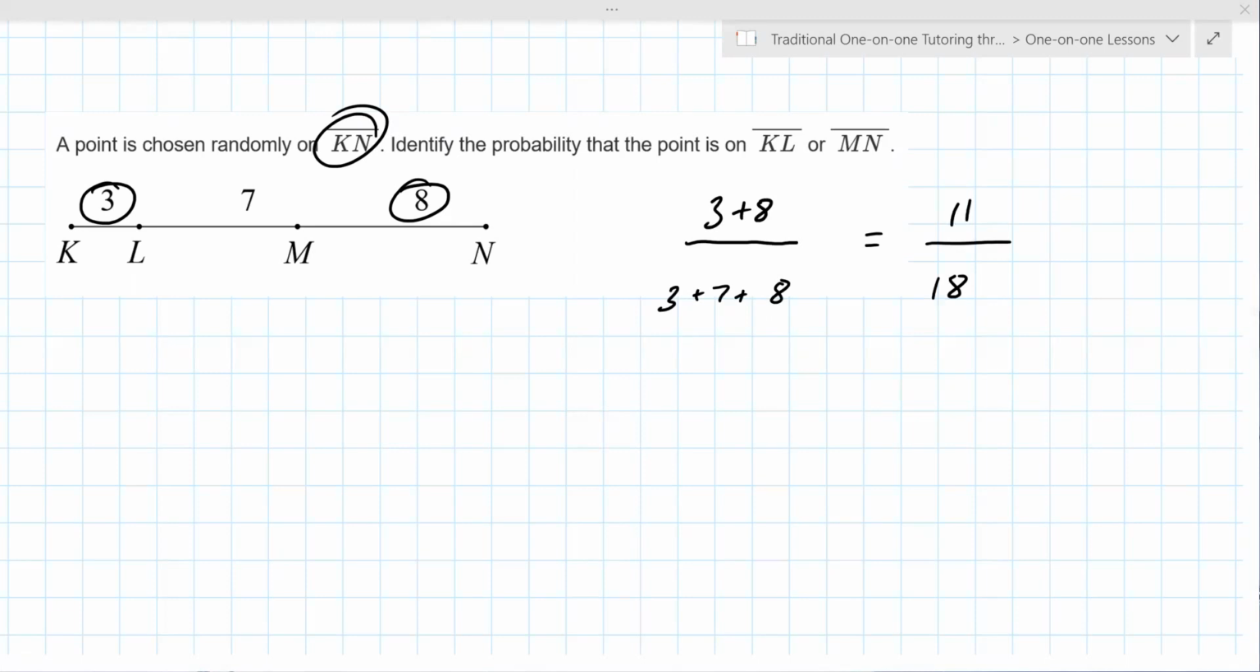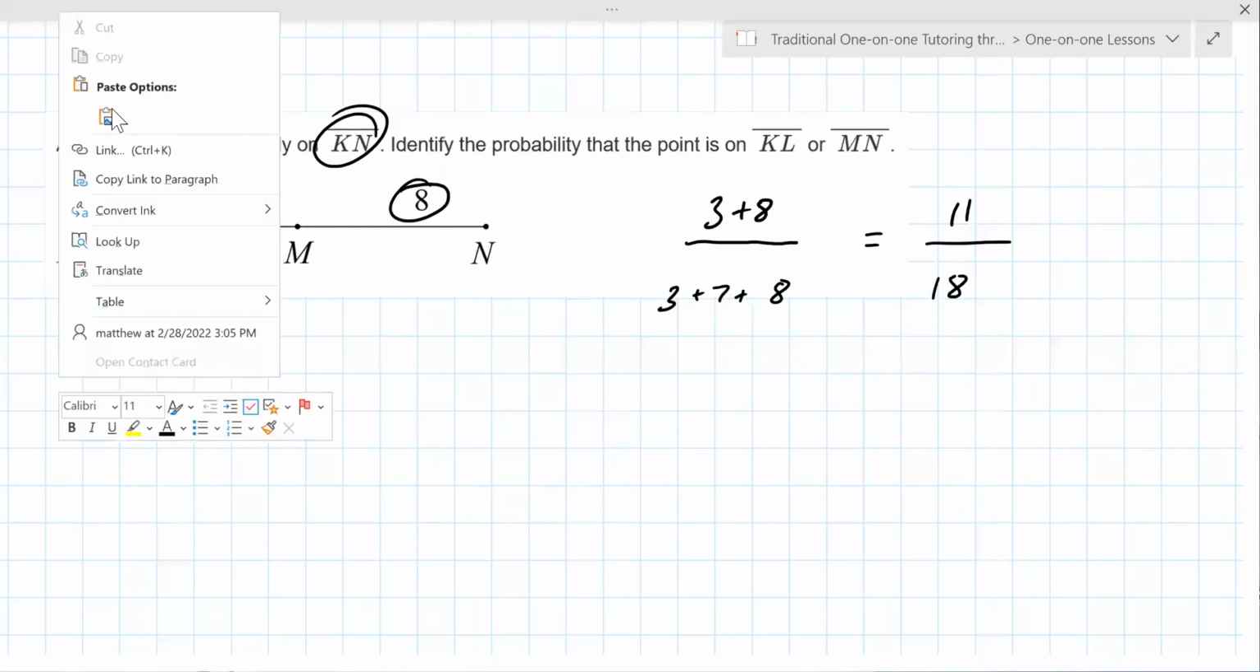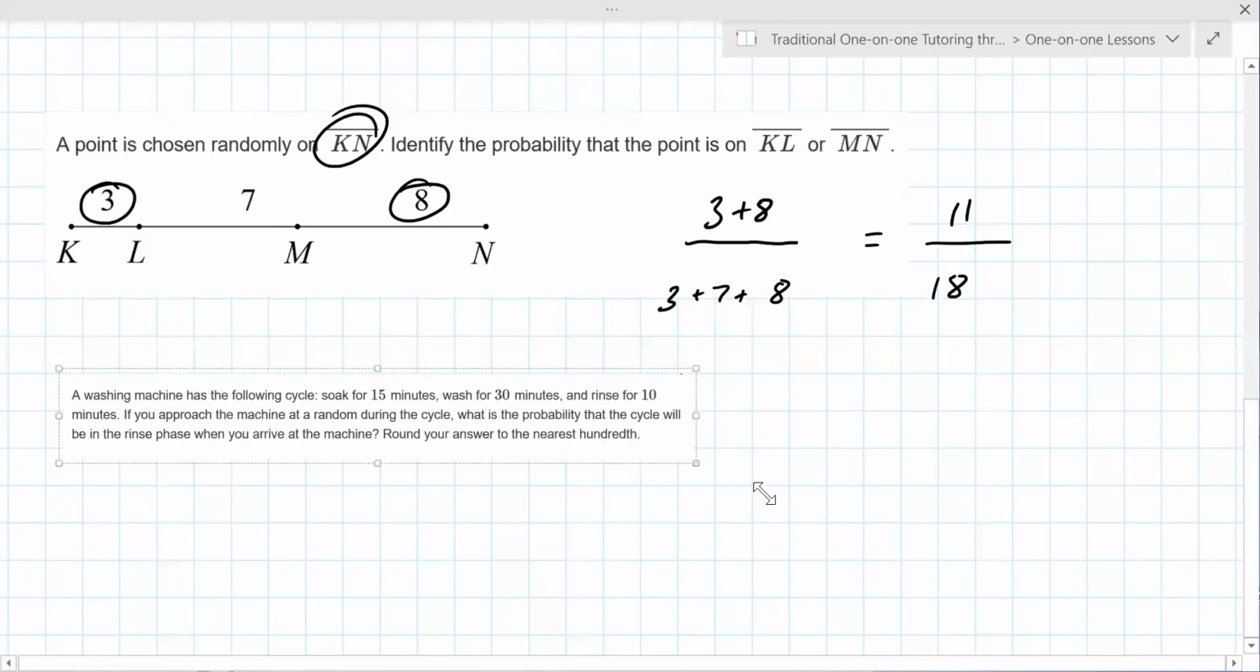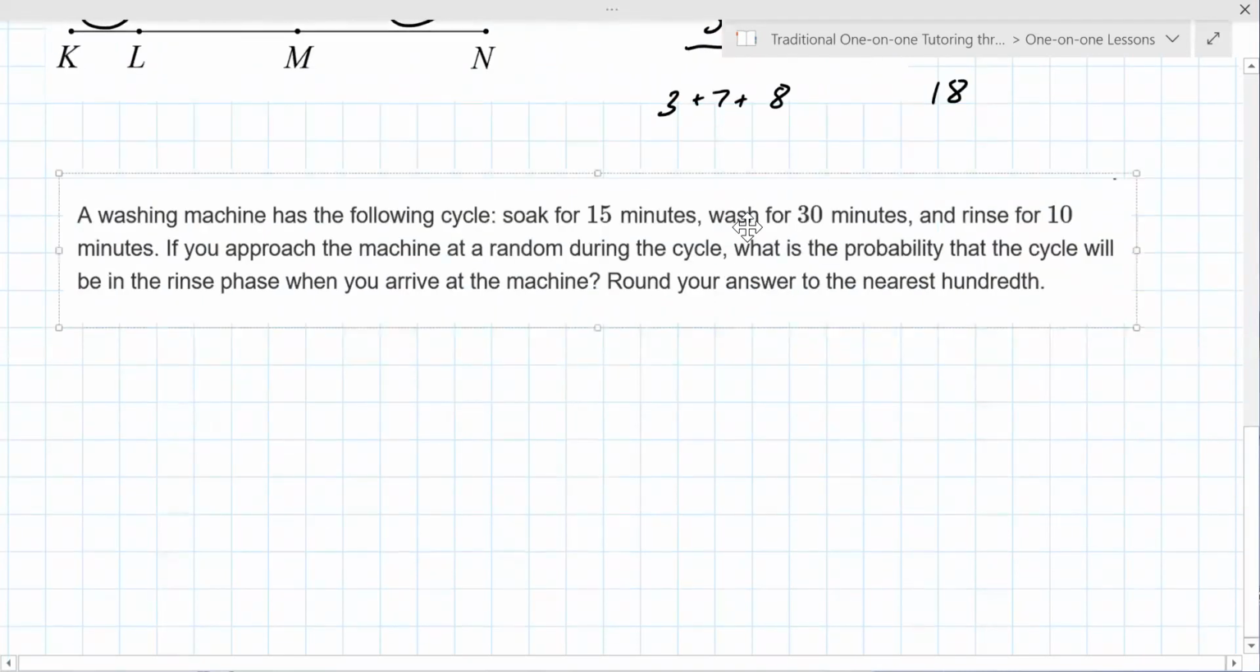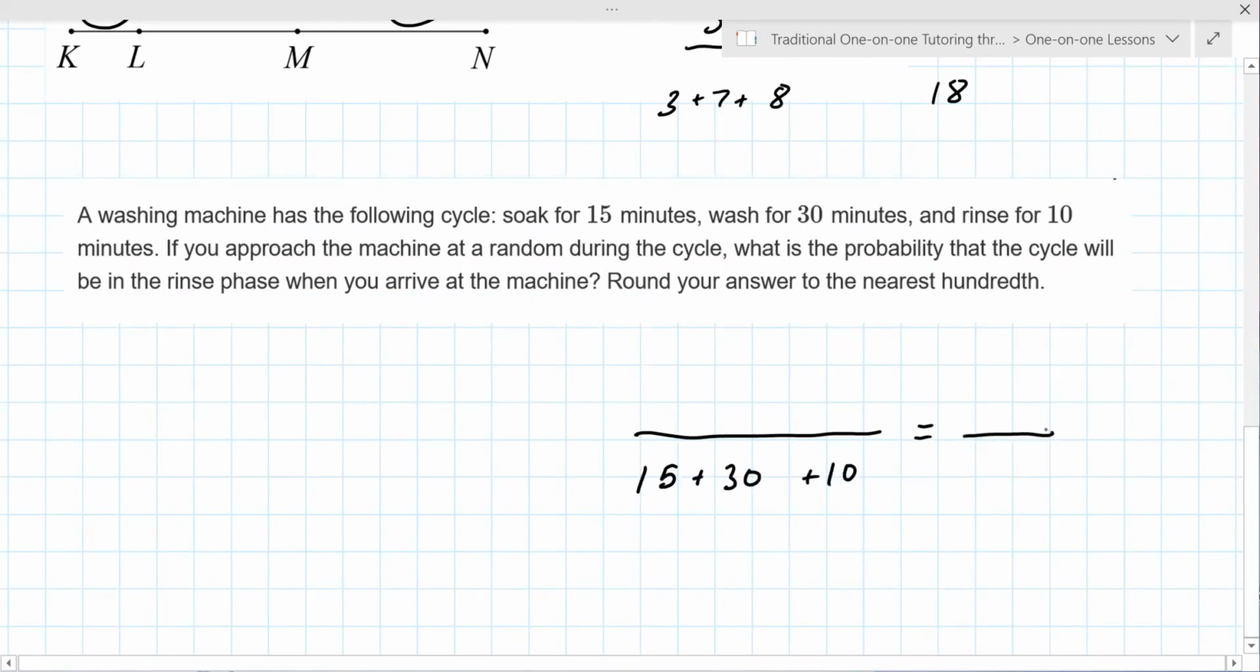I'm just looking at the next question here. Okay, so let's take a look at this next question. This one you have to read to be able to answer. A washing machine has the following cycle: soak for 15, wash for 30, and rinse for 10 minutes. Okay, so what's the total time that it's doing stuff? That is 55 minutes. Right, 15 plus 30 plus 10.